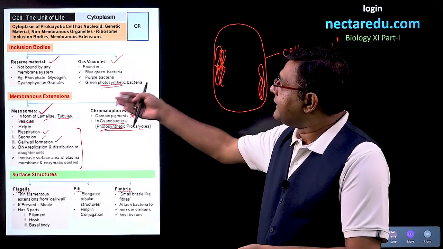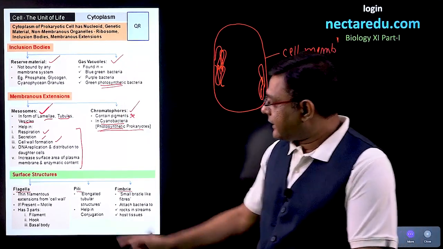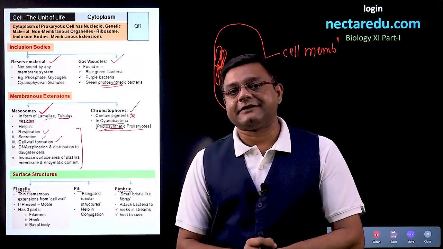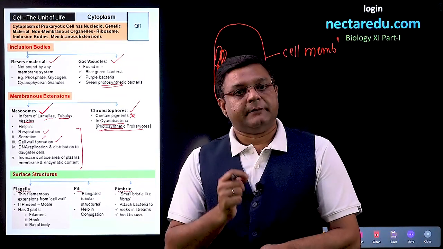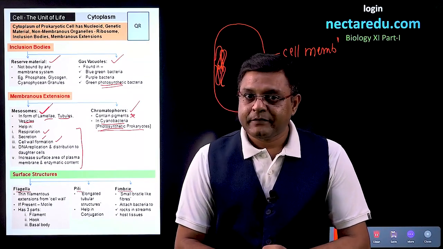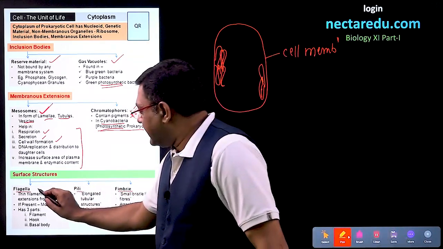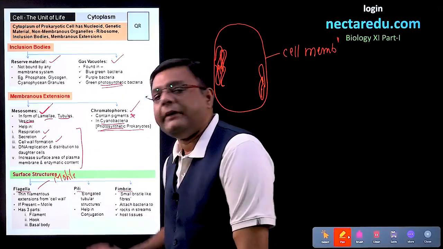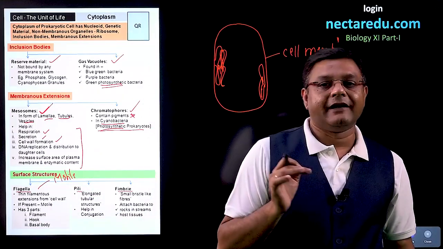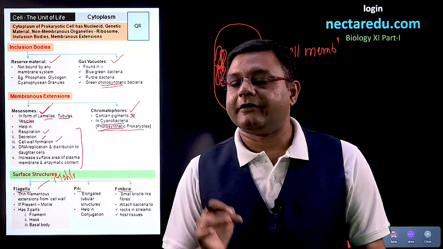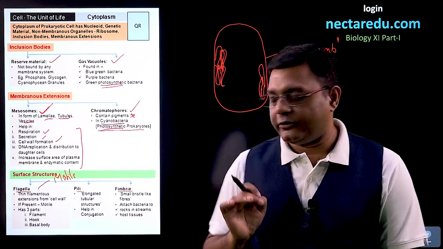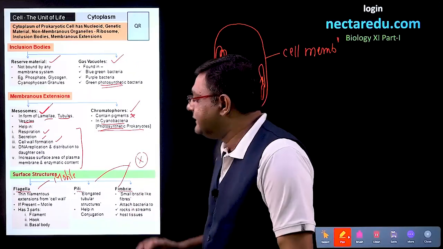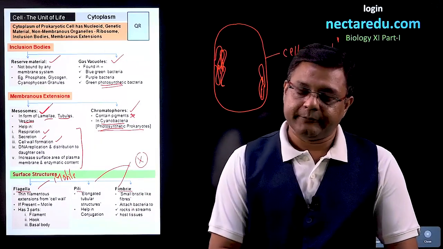After covering all the parts of cytoplasm, we come to the surface structures. Bacteria has 3 surface structures. Flagella is there, pili is there, fimbriae is there. Flagella is related to motility. So that is, if bacteria has flagella, bacteria will be motile. If bacteria does not have flagella, it will be non-motile. But pili and fimbriae, these have nothing to do with motility.